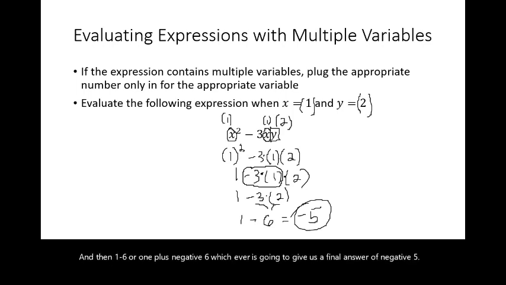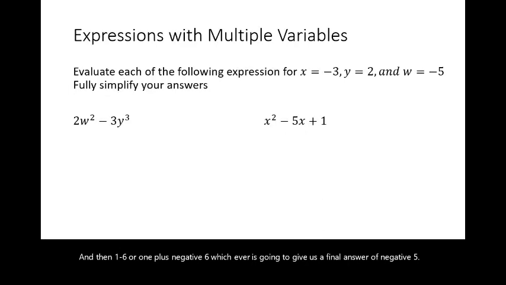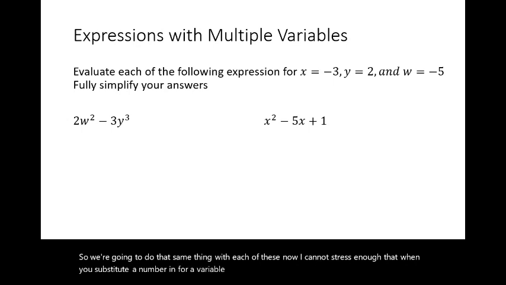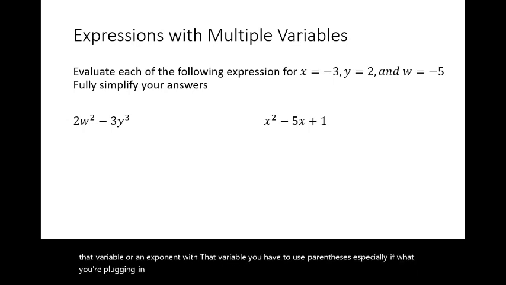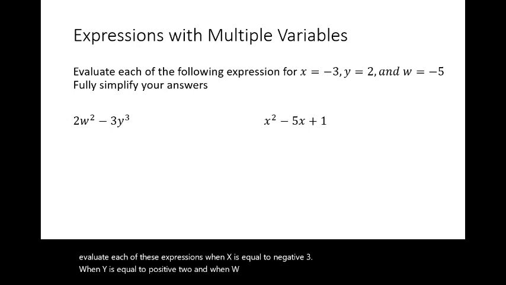So we're going to do that same thing with each of these. Now, I cannot stress enough that when you substitute a number in for a variable, especially if there is either multiplication attached to that variable or an exponent with that variable, you have to use parentheses, especially if what you're plugging in is negative. So I have two different expressions here, and I'm going to evaluate each of these expressions when x is equal to -3, when y is equal to +2, and when w is equal to -5, and you're going to use order of operations to fully simplify your answers.